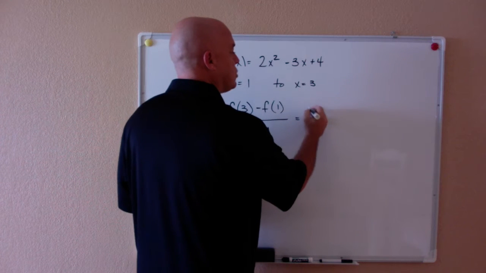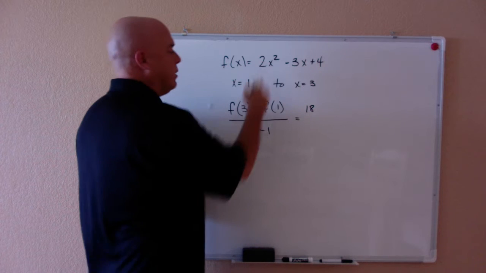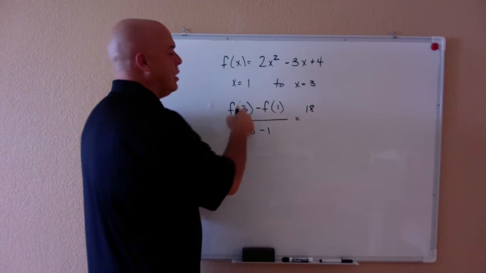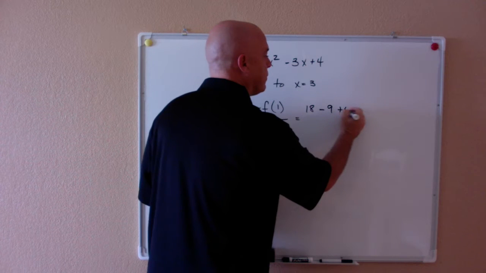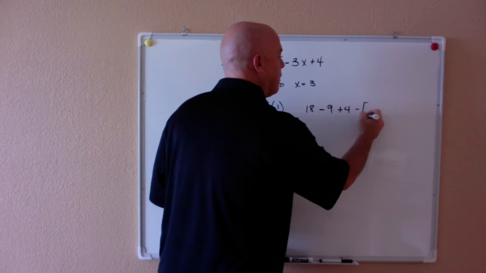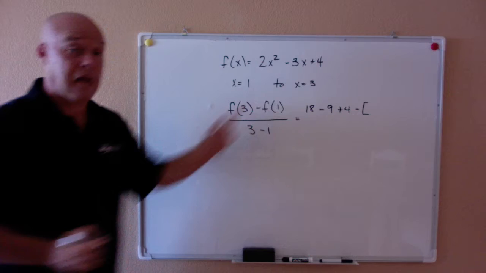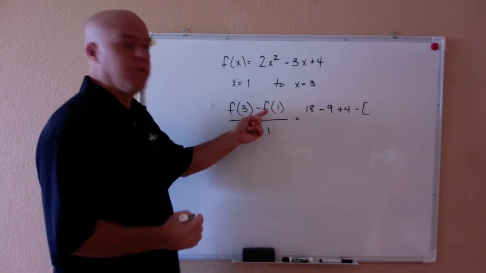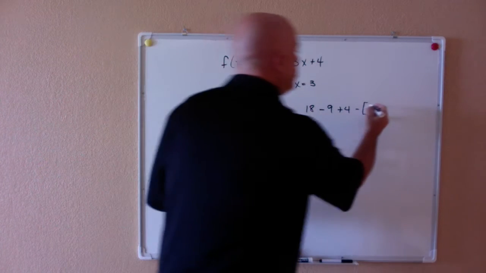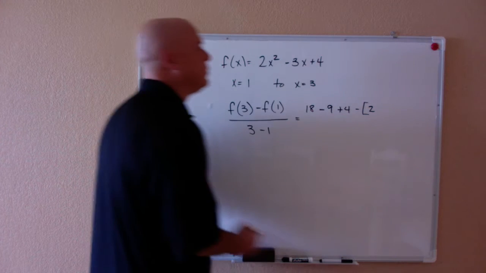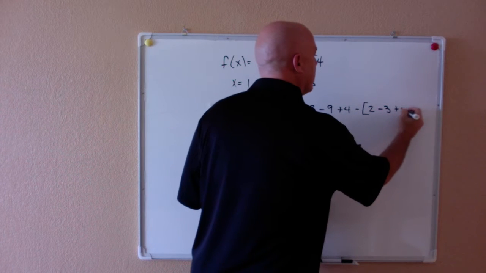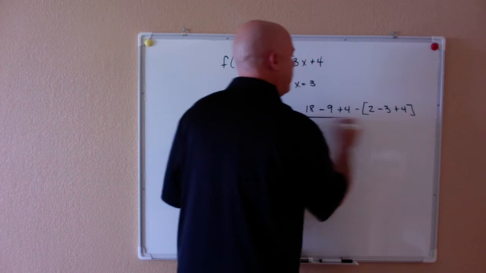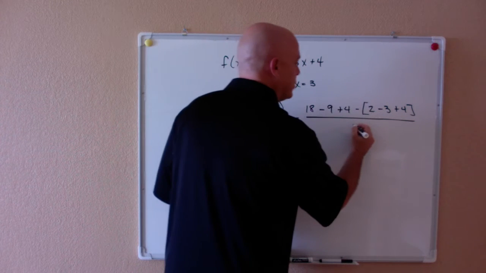2 times 3 squared is 18. Plugging in 3 into the function here, 3 times 3 is 9, plus 4, minus, and be careful here, make sure you're subtracting the entirety of f of 1. If we plug in f of 1, we get 2 times 1 squared, which is 2, minus 3 times 1, plus 4, all divided by 3 minus 1, which is 2.